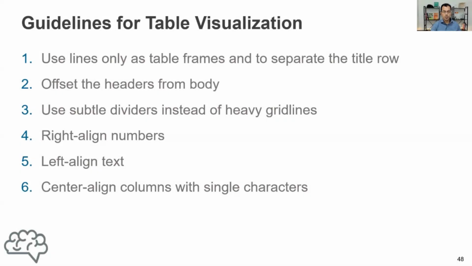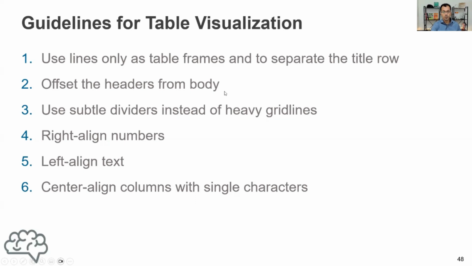Our next step is to discuss some guidelines to visualize or to design tables. First thing, use lines only as table frames and to separate the title row or the table headers. Usually, if we use one line between each row in our table and one line between each column in our table, we are going to have that table within a grid that in many cases is very heavy or cluttered with information.